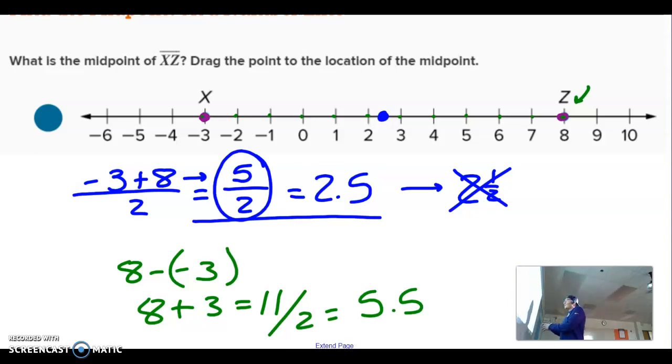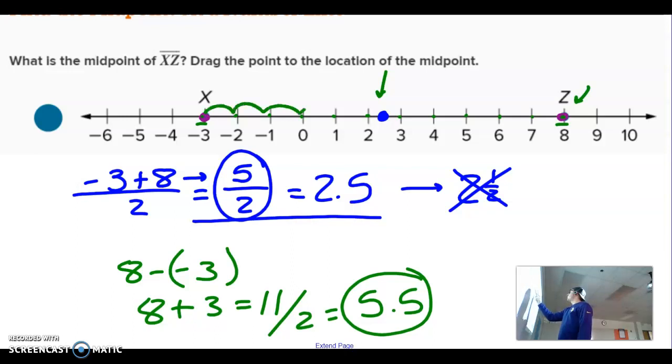What that means for us is the midpoint is 5.5 steps away from both my X and my Z. So from X, I'll go 1, 2, 3, 4, 5.5. There's that midpoint. From my Z, I can go backwards 1, 2, 3, 4, 5.5. Either way, I'm going to get to that 2.5 or that 5 halves in the middle. So there's two ways you can do this when we're looking at it in a number line approach.